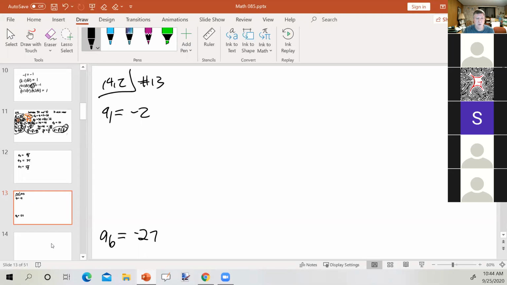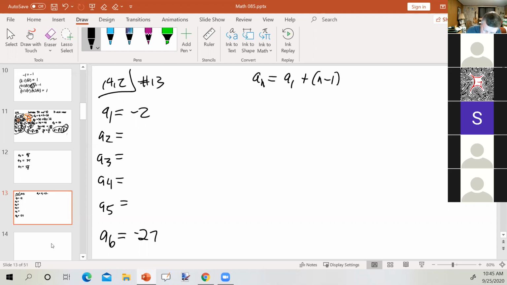All right, so we're told the first term and the 6th term, but we are to find the first 5 terms. So I need to find a sub 2, a sub 3, a sub 4, and a sub 5. I already know a sub 1 because it was given. Using the formula, a sub n equals a sub 1 plus the quantity n minus 1 times d, I know a sub 1 and I know n, but I don't know d. So I have to find d.